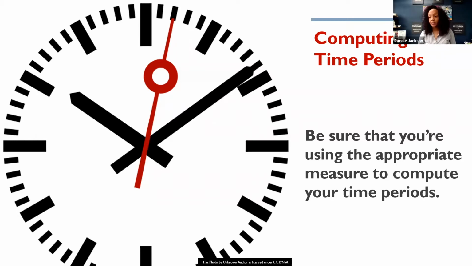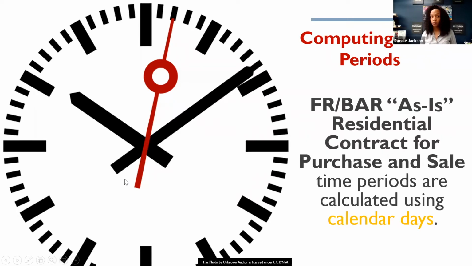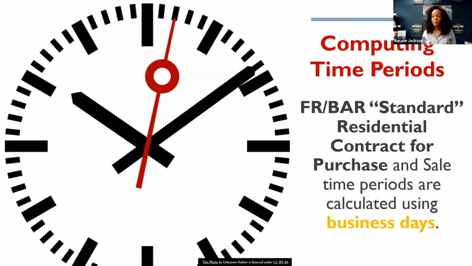Not every agent is lenient and will give you a grace period if you missed the deadline by a day. So with that being said, most times we use the FAR/BAR As Is residential contract for purchase and sale. And we know that in the As Is contract, dates are calculated using calendar days, right? What does that mean? That means that you count every day from the start period to the end date. Calendar days. We know that if you use the standard, not the As Is, the standard residential contract, what's usually called the CRISP, time periods are calculated using business days.